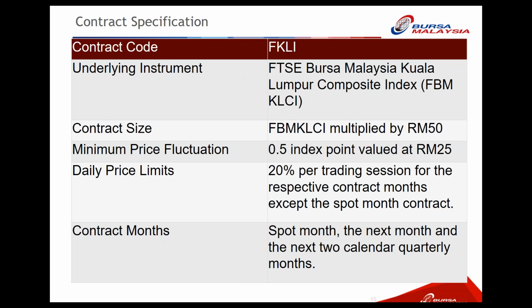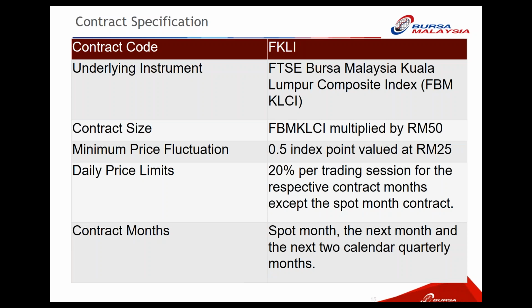And contract months, okay. Contract months is how many contracts is available to be traded. For example, here you can see that the contract month is first we call a spot month, and the next month and the next 2 calendar quarterly months, which usually you have 4 contracts available for you to buy or sell or to invest or to trade. The spot month is the current month.